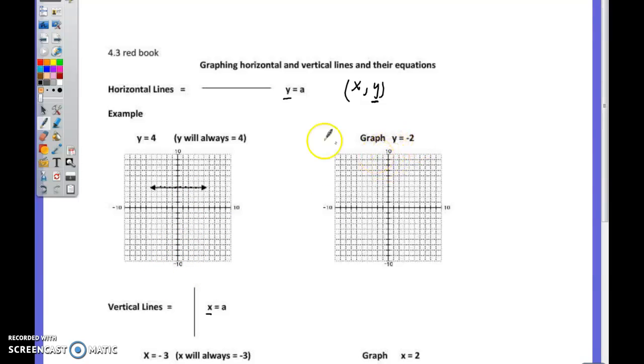So if I'm going to graph over here y equals -2, on the y axis we're going to go to -2. 1, 2, so there's -2. You are going to draw a horizontal line through that so that every solution that is on that line would equal -2 for y.